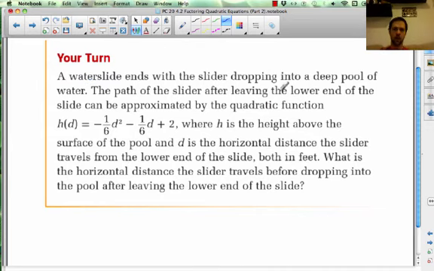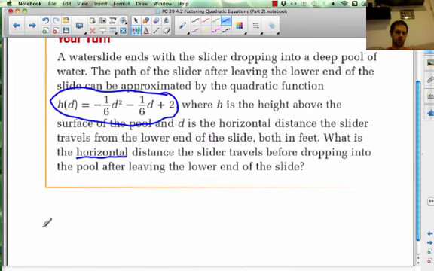A water slide ends with the slider dropping into a deep pool of water. The path of the slider after leaving the lower end of the slide can be approximated by this quadratic function, where h is the height above the surface of the pool, and d is the horizontal distance the slider travels from the lower end of the slide. Both are measured in feet. What is the horizontal distance? So we're asked to solve for d, the horizontal distance the slider travels before dropping into the pool after leaving the lower end of the slide.